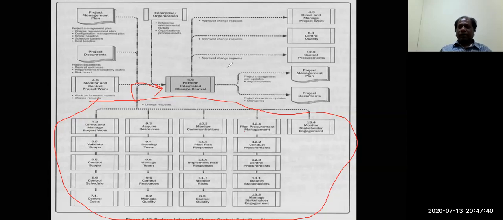When we are approving it, where is the approved change request used? There are 3 processes mainly utilizing the approved change request. The first one is the direct and manage project work process. It is ensuring that approved change requests are being implemented as approved.